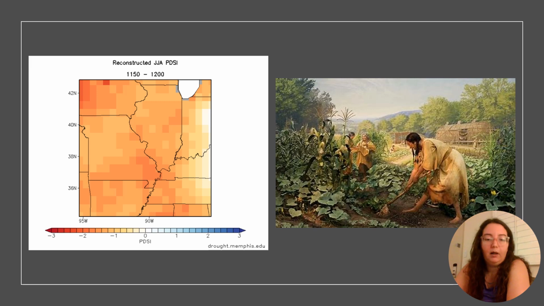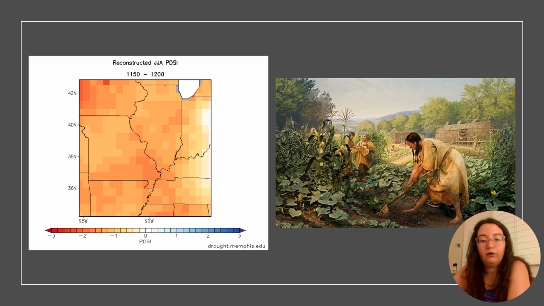And I keep talking about maize. Maize was not the only plant that they relied on. They did start relying more heavily on it than other plants, but they still had a lot of other things that they were growing.